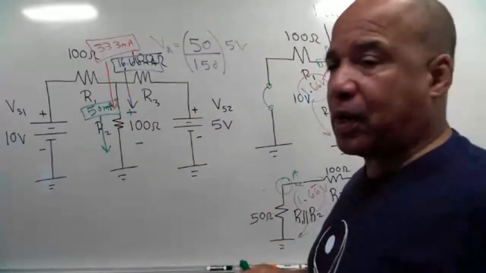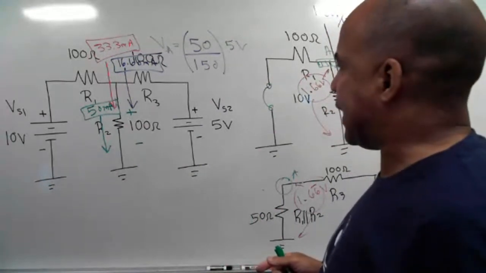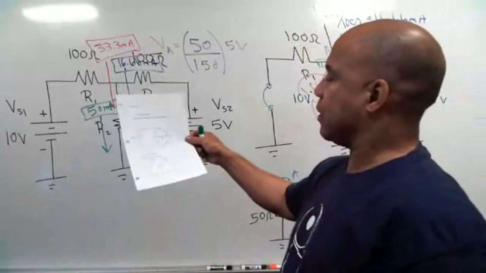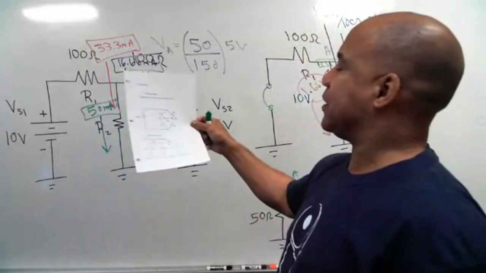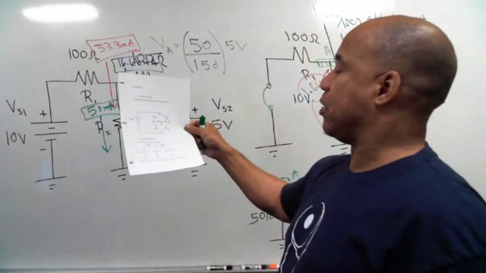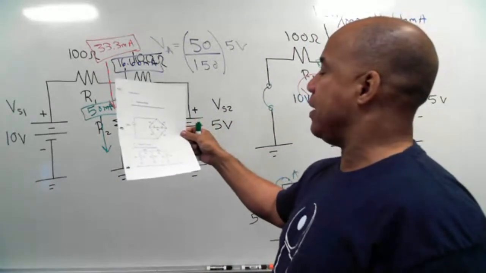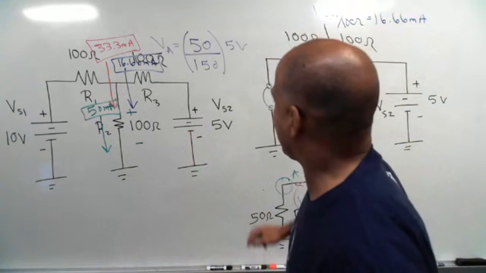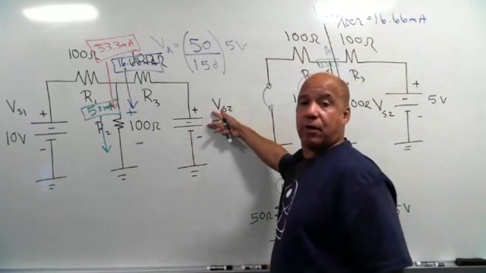Now I got two things I want to point out before we end the session. At the bottom of the handout, it says more practice. It says determine the current in R2. The polarity of VS2 is reversed. What will happen if I take this battery and I flip it over?